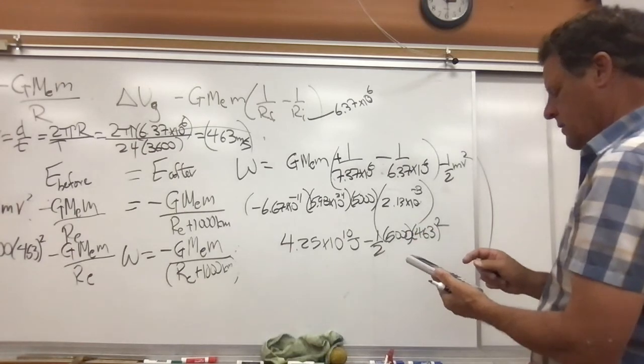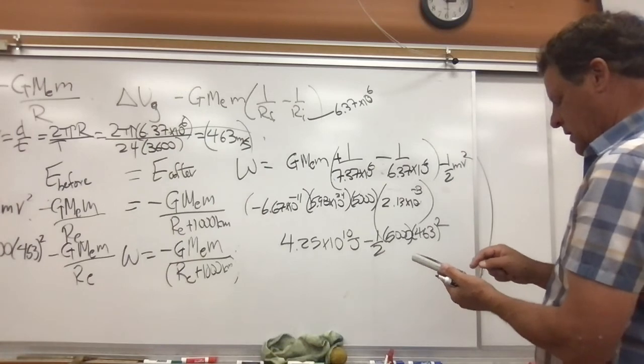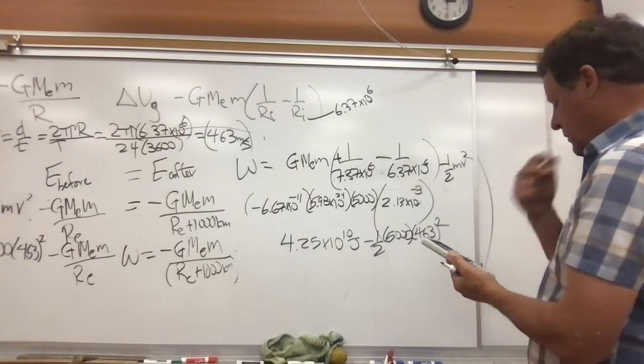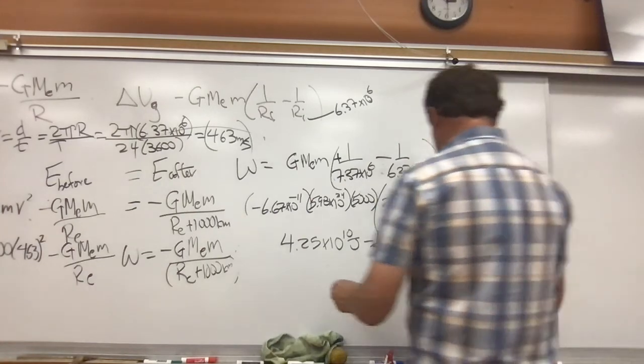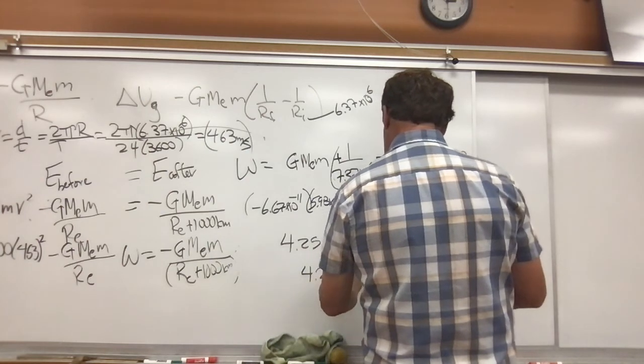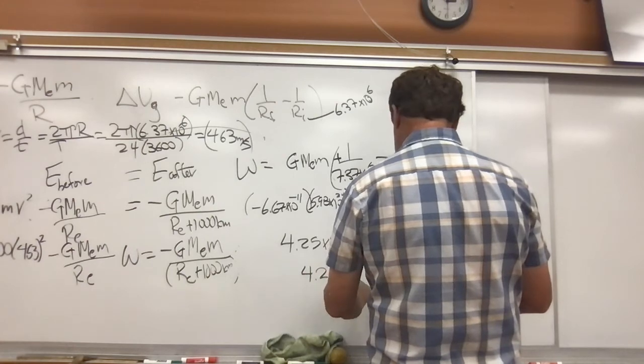5,000 times 463 squared equals, that means we're going to have 4.2 times 10 to the 10th joules.